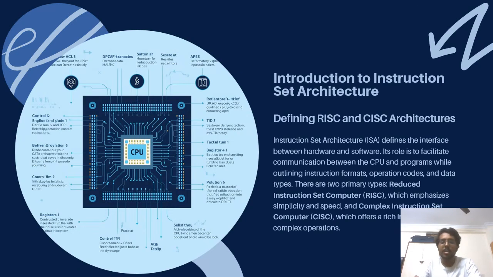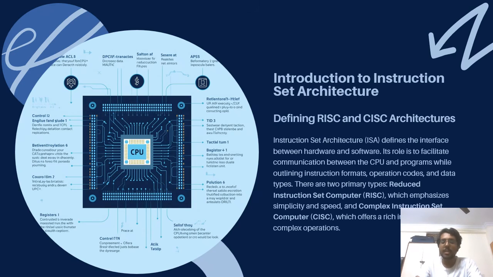Introduction to ISA. Instruction Set Architecture, or ISA, is the bridge between software and hardware. It describes which instructions a CPU can execute and how those instructions are coded, shaped, and processed. RISC stands for Reduced Instruction Set Computer, which uses simple instruction sets and quick execution, while CISC means Complex Instruction Set Computer, which has rich instructions, more versatile but complicated hardware.